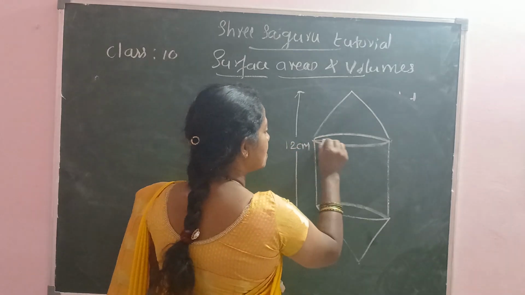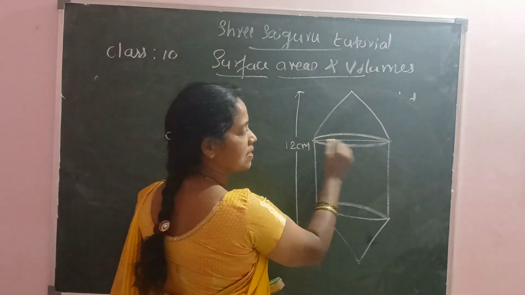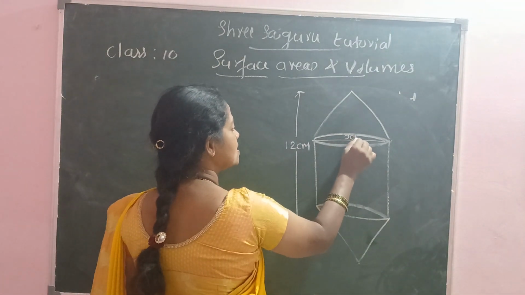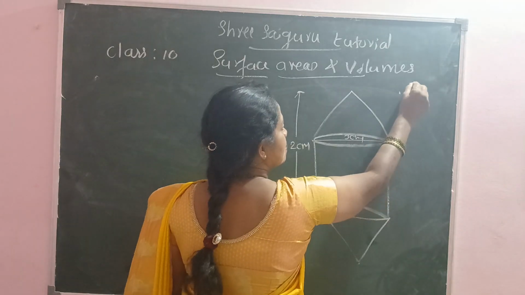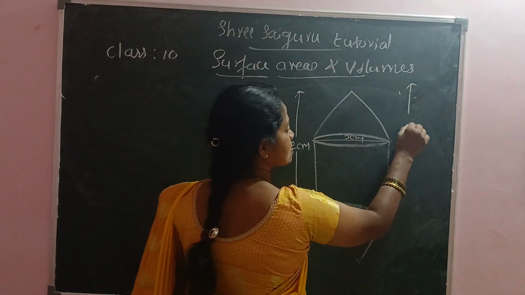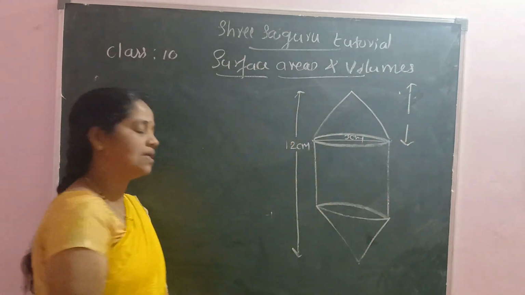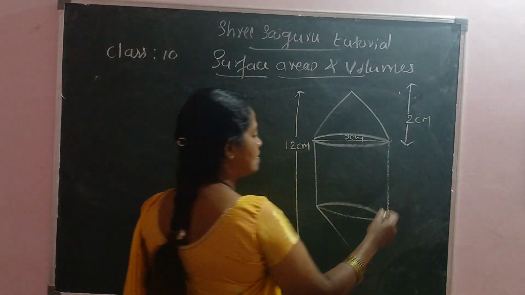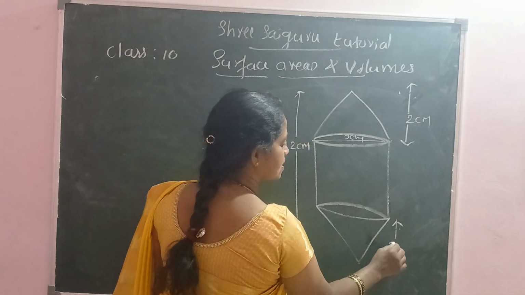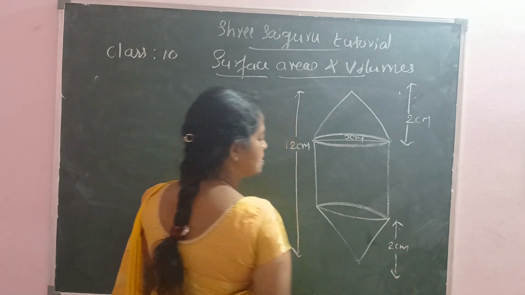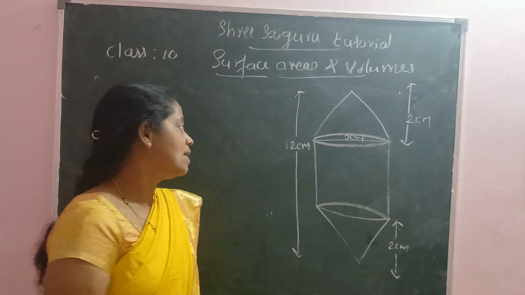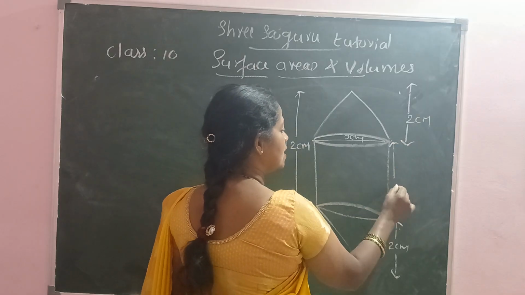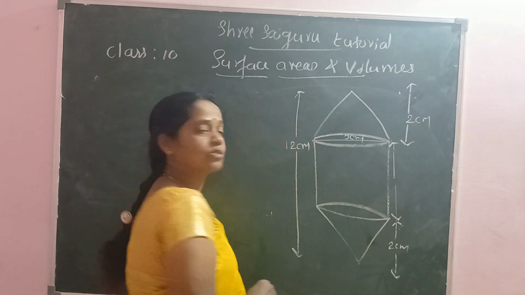Next, the diameter of the model. From here to this point, that is equal to 3 centimeter. The height of the two cones is the same, equal to 2 centimeter. Notice here, and here also, it is 2 centimeter. The height of the cone is 2 centimeter, and the height of the cylinder is not given, I mean from here to this point.